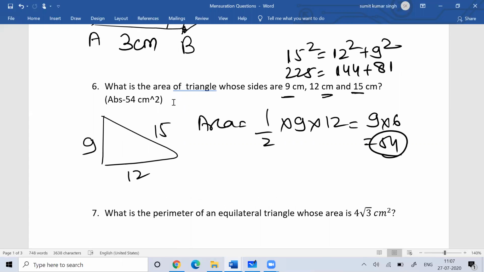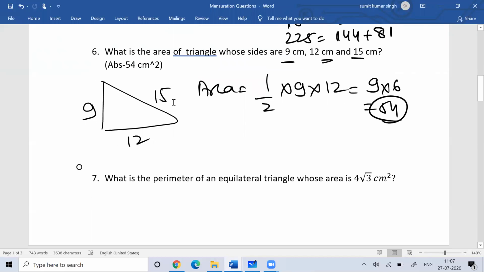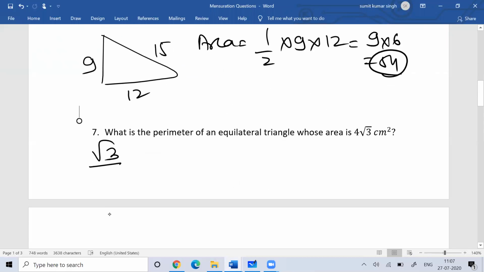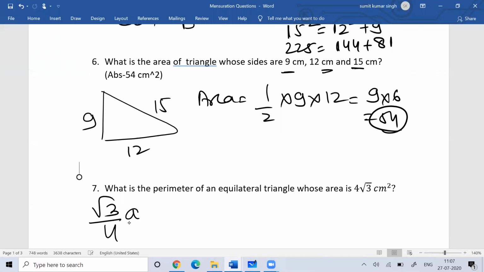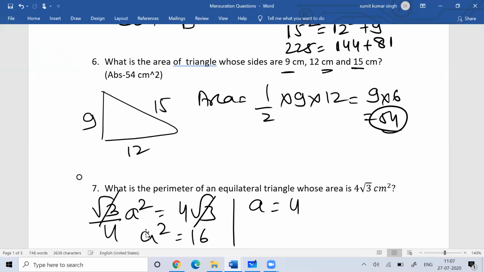Then what is the perimeter of equilateral triangle whose area is 4 root 3? So you know that the area formula of equilateral triangle is root 3 by 4 a square, that is 4 root 3. So a square is equal to 16. So your a is equal to 4. So what is the perimeter? Sum of all sides, all sides are equal. So the perimeter will be 12.